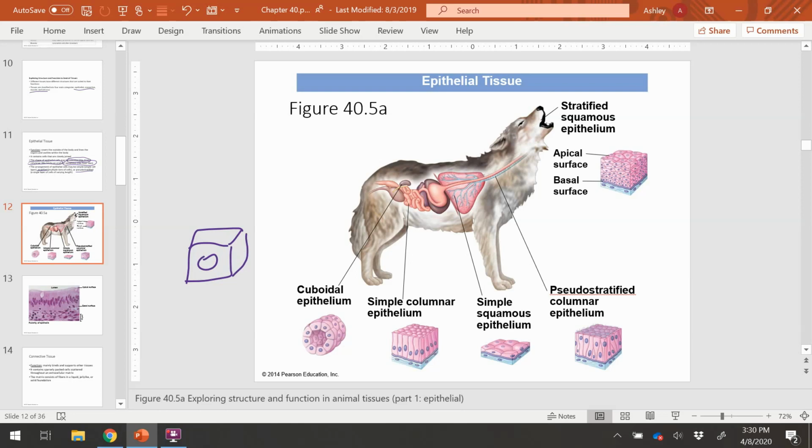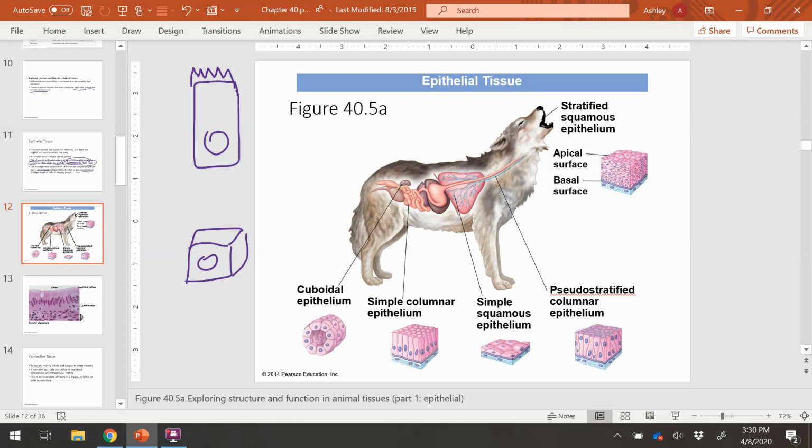Then you have simple columnar epithelium. So this is 1 layer of the rectangular shaped cell. And so the rectangular shaped cell is going to have more of a structure like that. The heavy nucleus is going to go towards the bottom. And so normally in the intestine, you'll have little hair-like projections, microvilli, on the top of the cell. And so that will help with absorbing things. So usually columnar is for absorption.